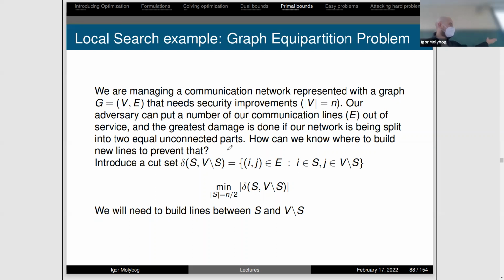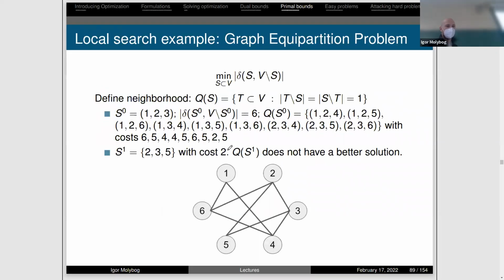And then we will know that we will need to build new landlines between S and VLS. So we will solve the problem. Let's take a look at how to approach this. We are trying to minimize, over the set of vertices, this function, the size of the cut set.